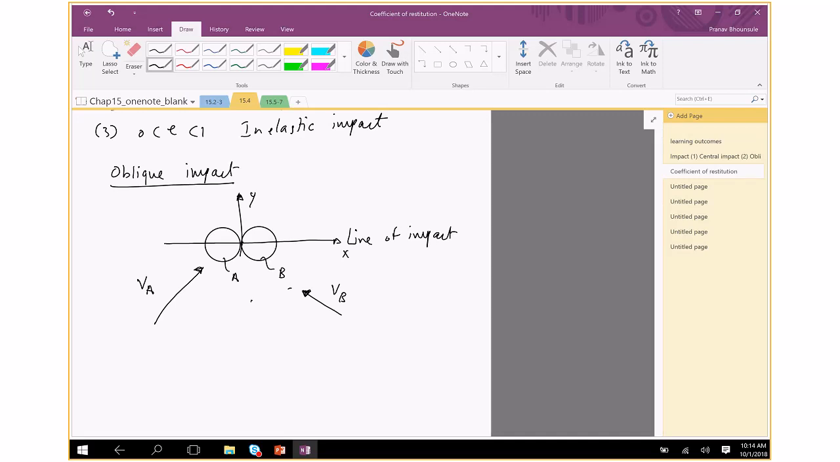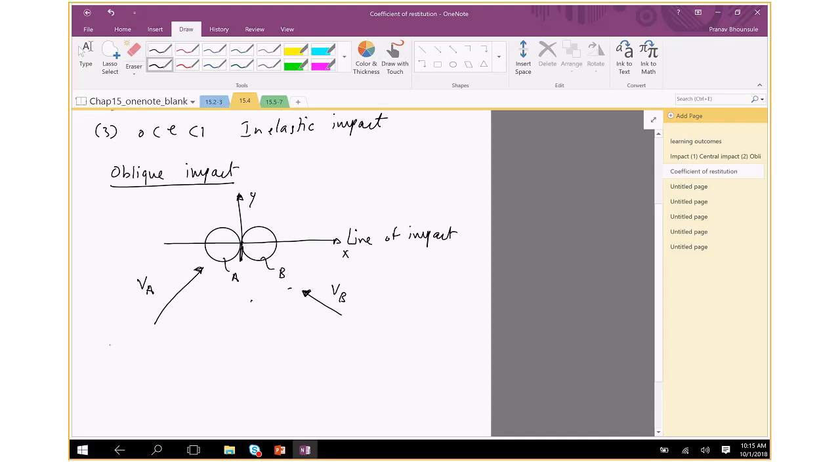Well, in this case, again, we assume we know the velocities before impact. So we know the velocity, we know the angle which the velocity makes with the x-axis, and we want to find the velocities after impact. In the previous case, velocity after impact was just along the axis, so one dimensional. In this case, it's two dimensional. So we're going to find the velocity in the x and y direction for A, x and y direction for B. So we have four unknowns, so we need to generate four equations.